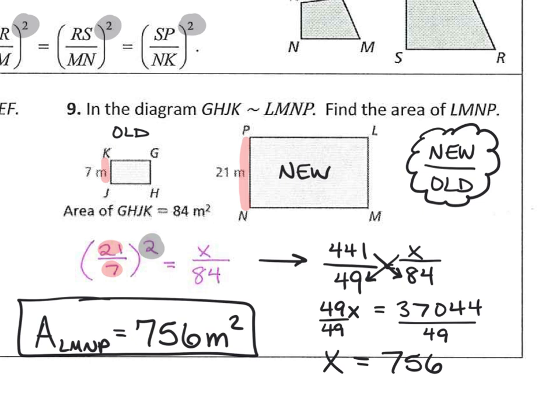So we're solving proportions today. The proportions are of the side lengths, of the perimeters, or of the area squared.